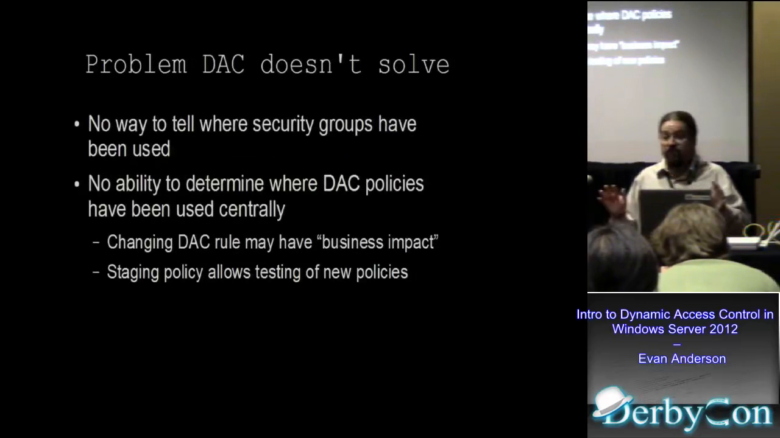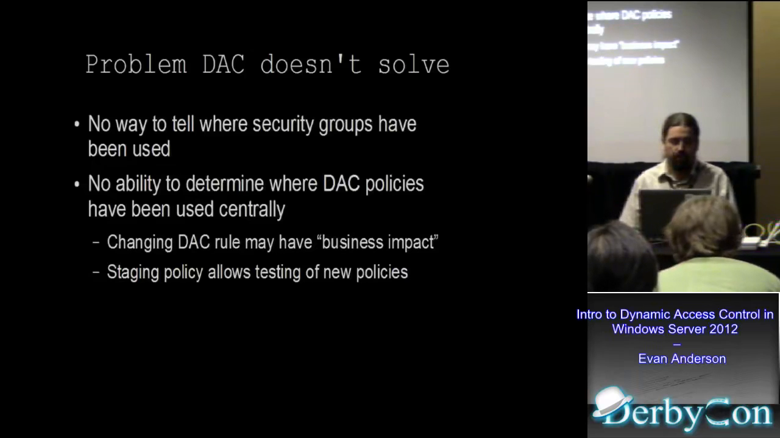The last one, next to last slide, last slide picture. Problems DAC doesn't solve, and Microsoft has come out and said, hey, it doesn't solve these problems. We don't have a solution to this yet. Just like you can't tell where a security group's been used in your network, you can't tell where a DAC policy's been used. So if you create a DAC policy and you decide later, I want to change this, I want to delete this, you better use staging policy in order to see what the ramification is, because there's no reporting mechanism to tell you where they've been used. I would hope that they'll fix that down the road. Staging policy lets you see the business impact of a change before you make it, and that will help you in not blowing everything up when you decide you want to make changes to your DAC infrastructure.